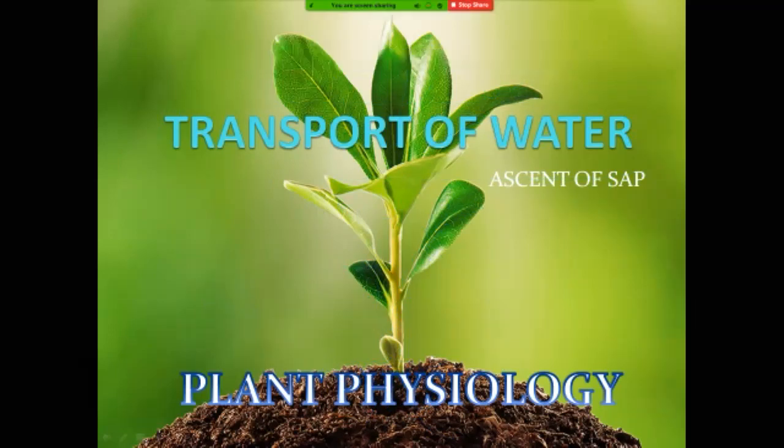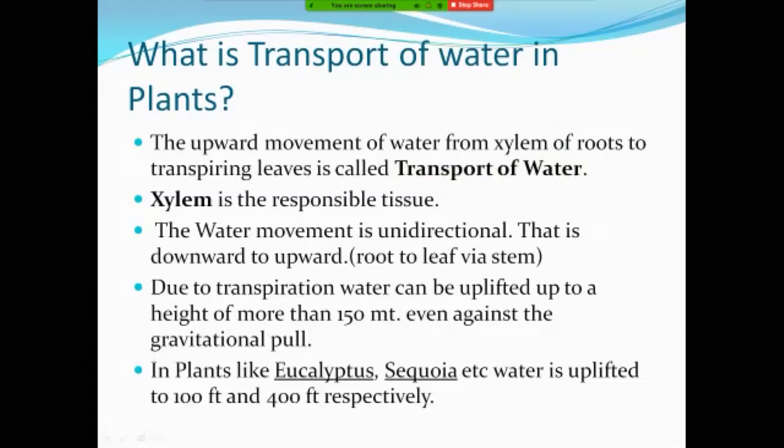Let's discuss it in detail. As I discussed earlier, the upward movement of water from the xylem of roots to the transpiring leaves is called transport of water. We write the word transpiring just to give information about a valid point in the transport.